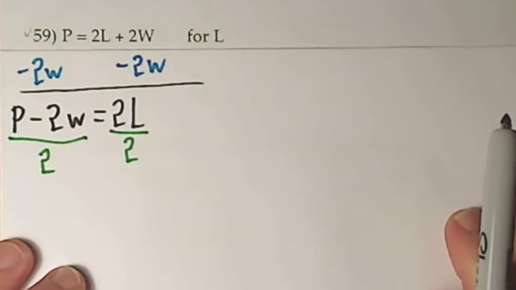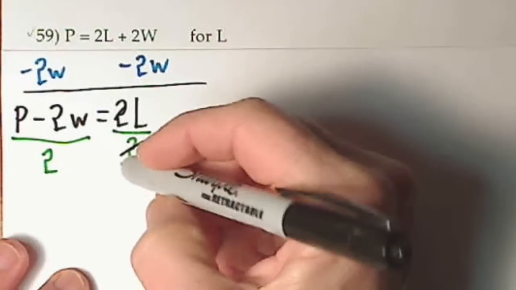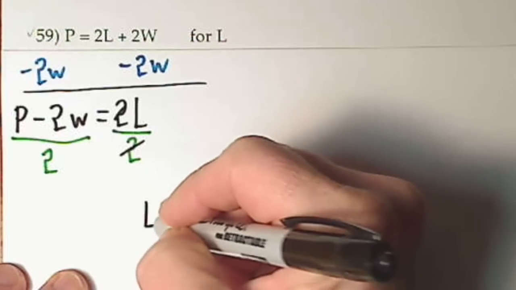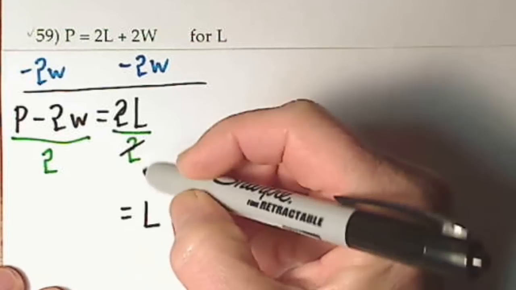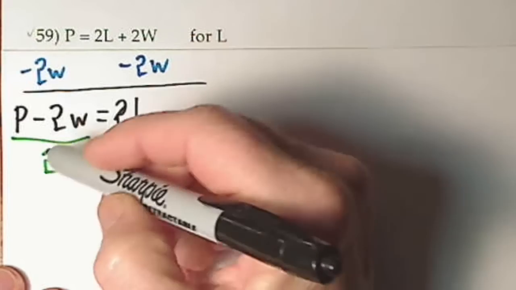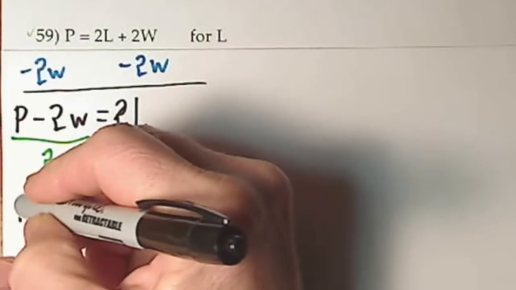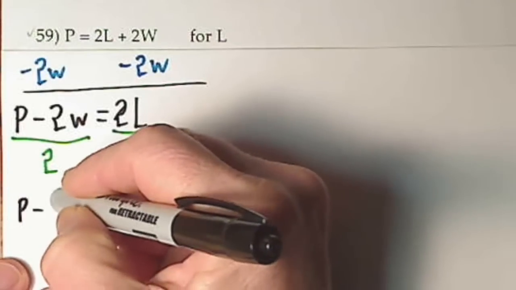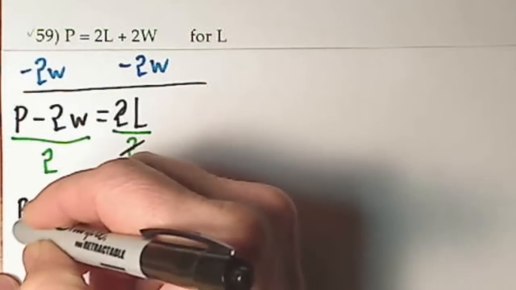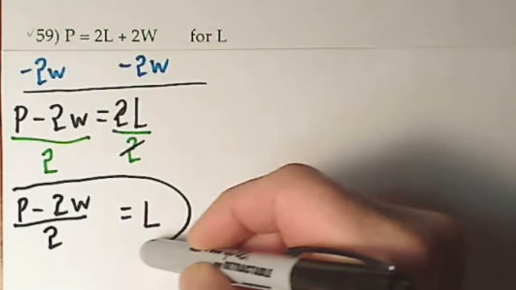Up here. 2 goes into 2 once. L is equal to, again, you can't divide this 2 into that because it also applies to the p. Alright, so p minus 2w sits over a 2, and that's our answer.